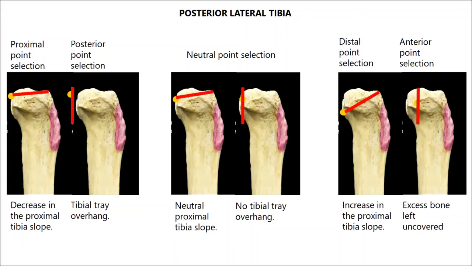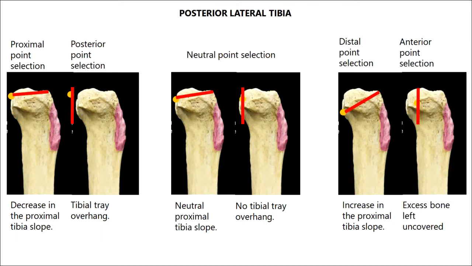This landmark is used for computing the posterior slope of the tibial condyle as well as the amount of the bone left uncovered or the extent of overhang by the tibial tray. Taking this point proximally will decrease the slope, while taking it distally will increase the slope. Again, the medial lateral displacement will have no impact on the calculations.